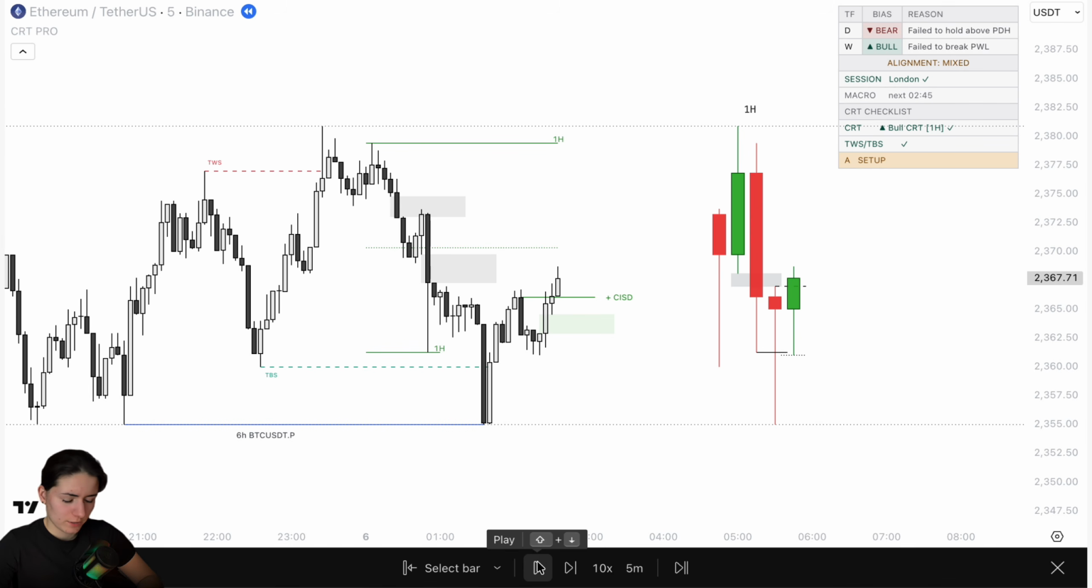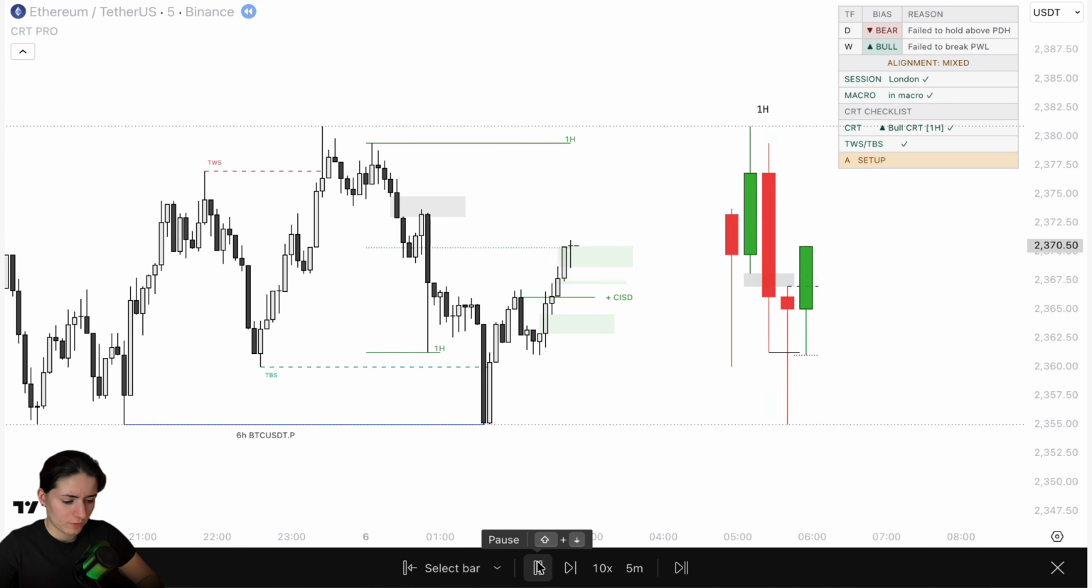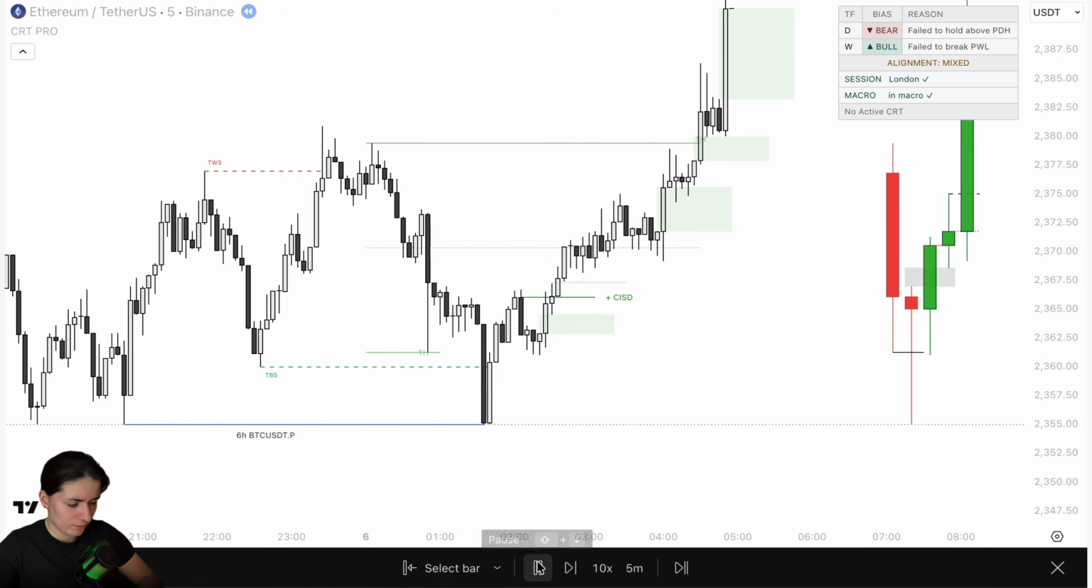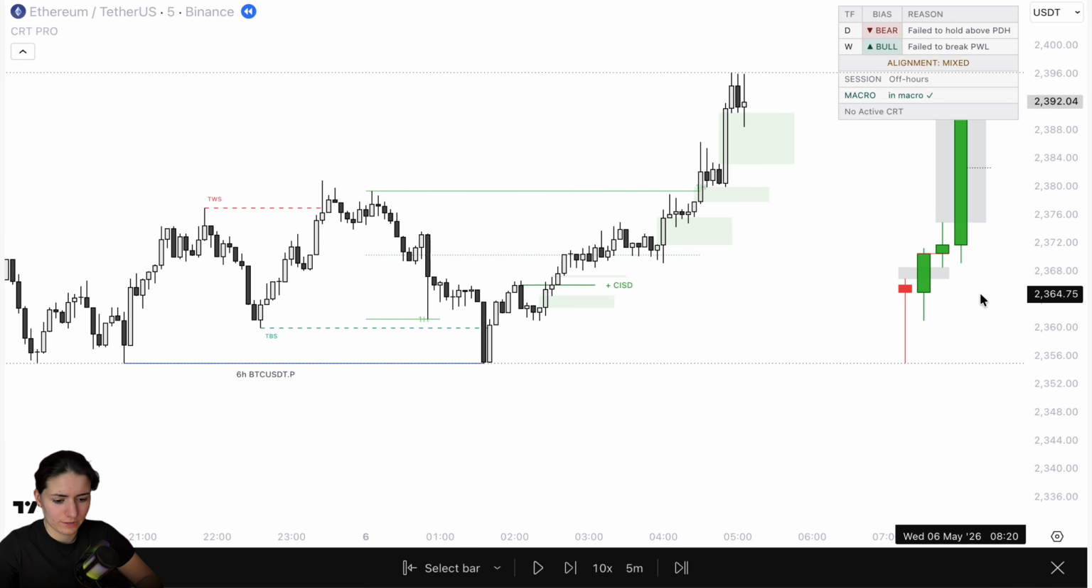The setup itself is solid, but I'll be honest, I usually don't trade during this time of the session myself, so I would let this one go based on my own rules. But if it fits your style, it's still a clean trade.